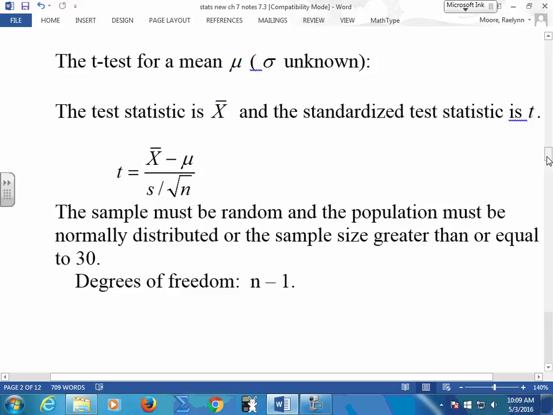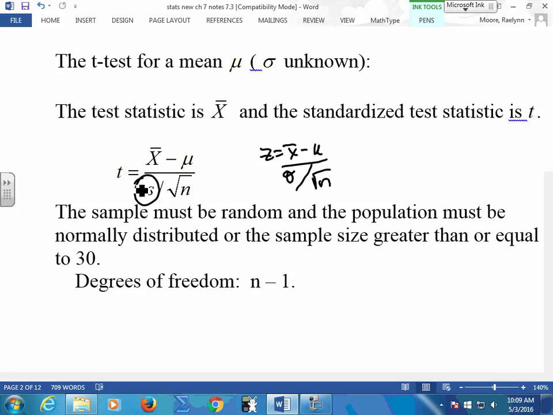Your test for your z-score was very similar. Sample minus the population over the population standard deviation divided by the square root of n. This time we don't know the population standard deviation, so we put our sample standard deviation in there. Because we use our sample, we're going to use a t, not a z.